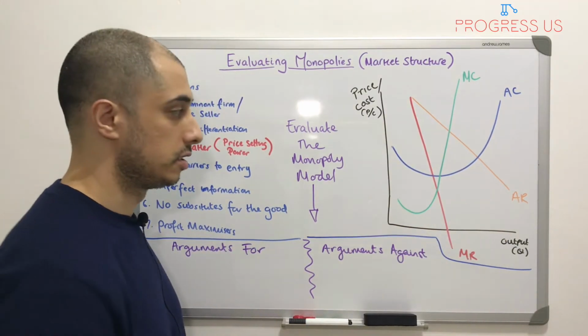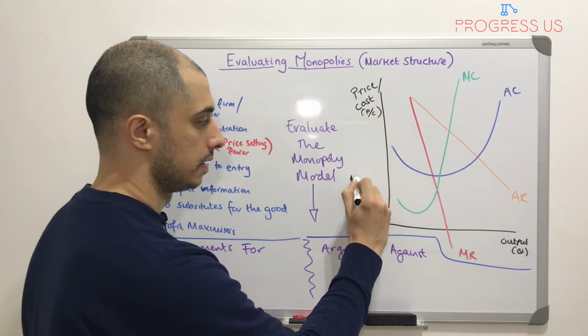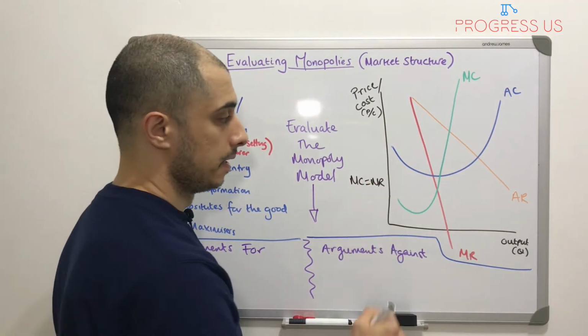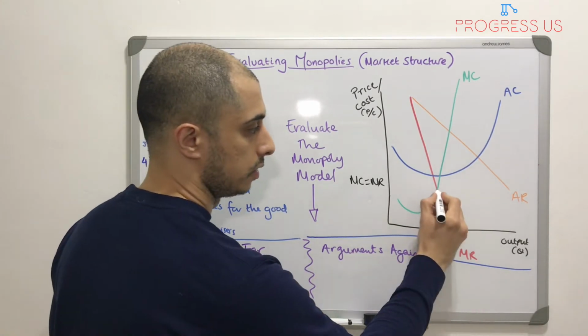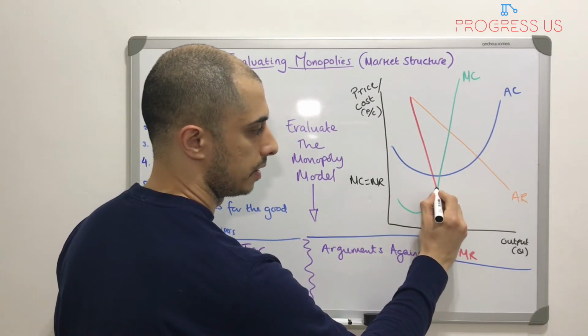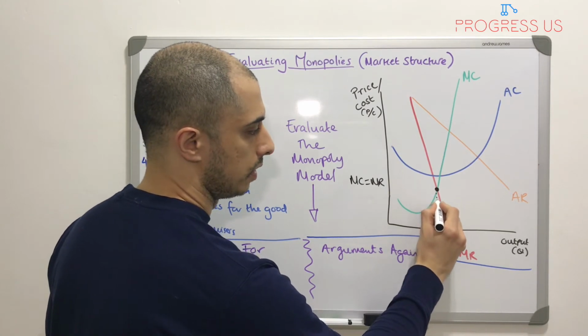So profit maximization, again, is where MC is equal to MR. Now, where the marginal cost and marginal revenue cross, that's where you have MC equals MR, which is at that point there. Bring that down, and that gives you your level of output.